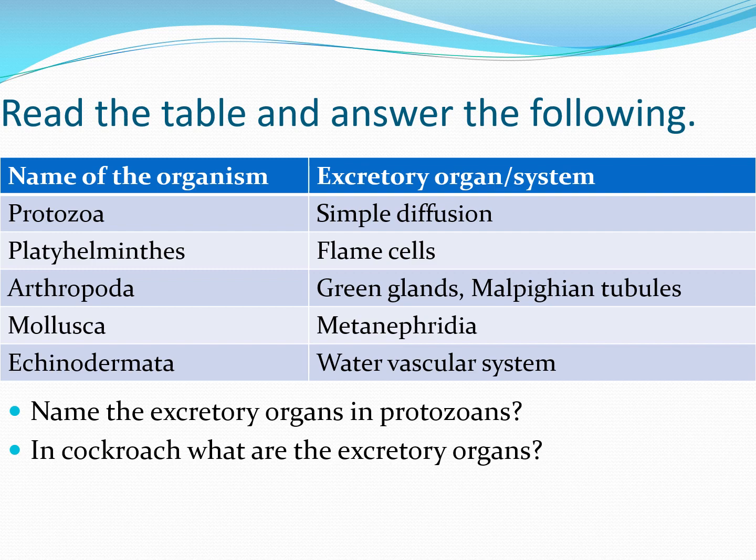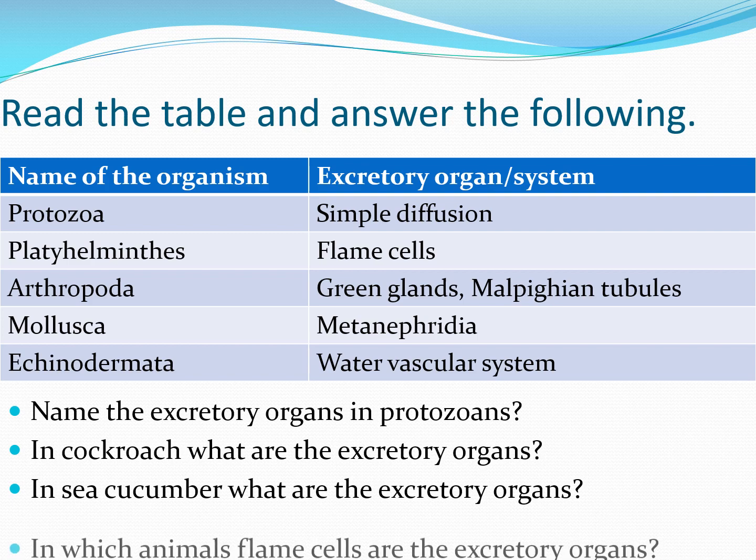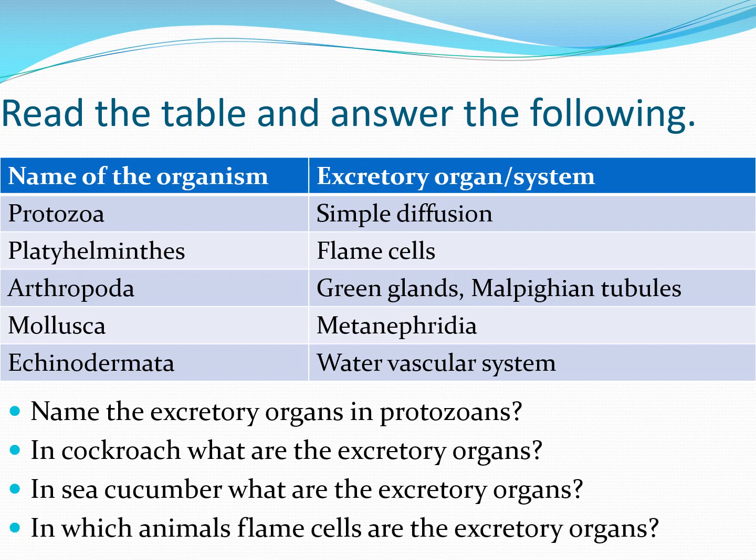Next, in cockroach, what are the excretory organs? So cockroach belongs to Arthropoda, and Malpighian tubules are the excretory organs in cockroach. Next, in sea cucumber, what are the excretory organs? Sea cucumber actually belongs to echinoderms, and echinoderms, they excrete through water vascular system. Last question, in which animals flame cells are the excretory organs? Flame cells are the excretory organs in Platyhelminthes or flatworms.